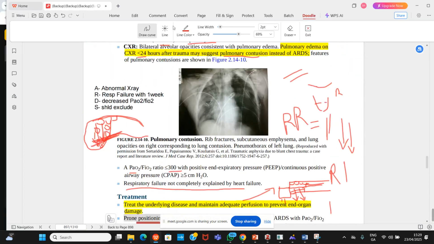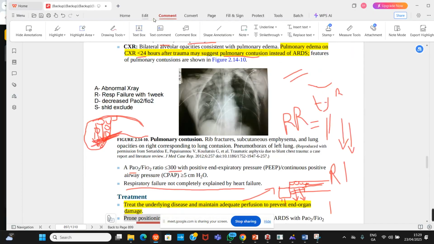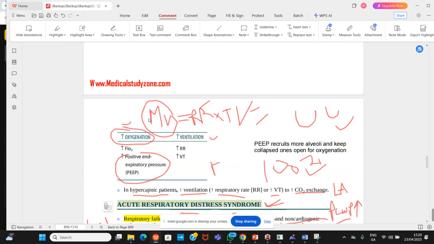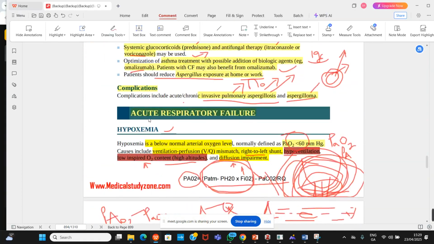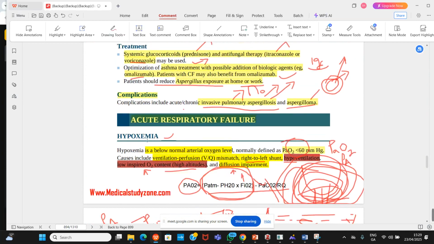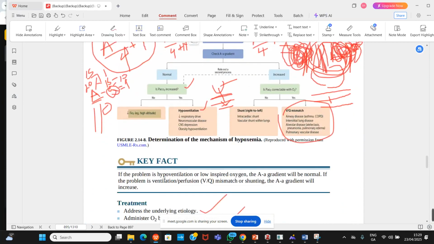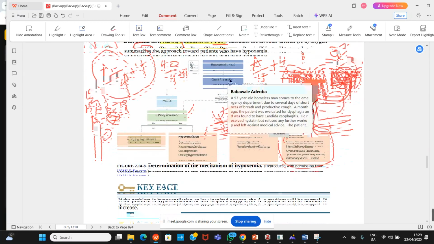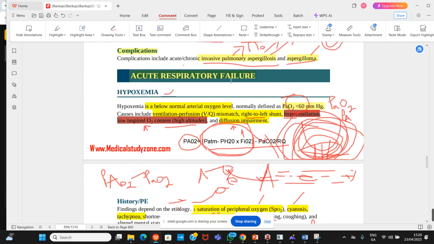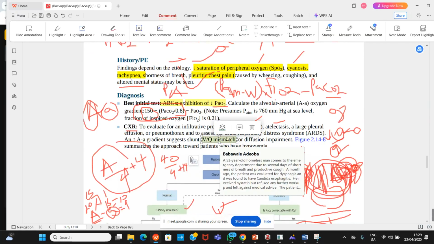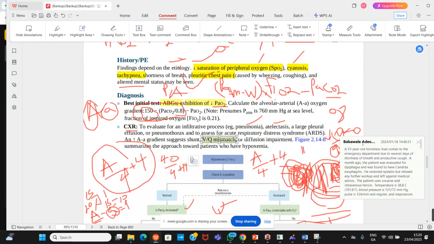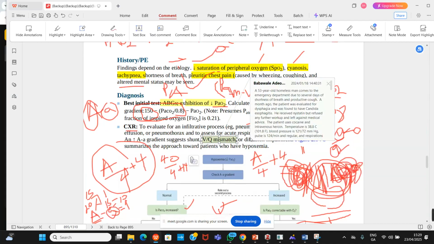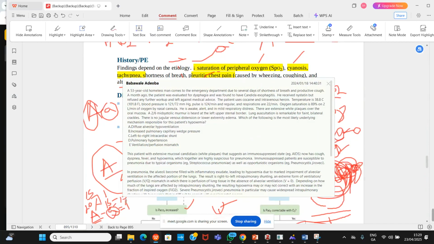They will just give you a diagram like this to confuse us, and they will start asking us a manner of questions. Let me see. I don't know if we have any question before I go too far. Okay, let's look at this.